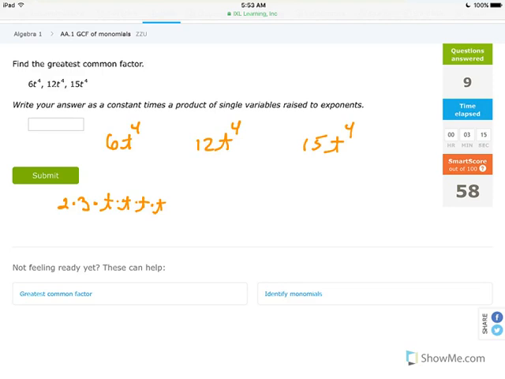The 12, if we think about the number 12, we know 12 is 3 times 4. And then the 4 can be broken down further, so it's going to be 3 times 2 times 2. So a 12 is going to be 3 times 2 times 2. And then you have 4 t's again.